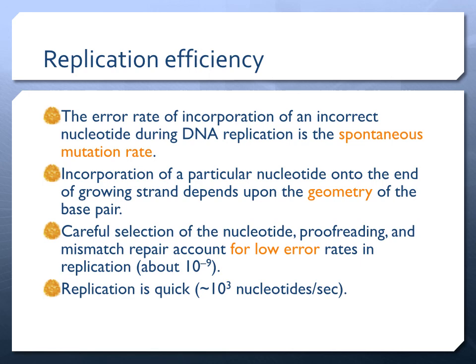In addition, because of this proofreading and careful selection in the same molecule, in the same DNA polymerase, it allows a very low error rate while still allowing a replication that is relatively quick, because the DNA polymerase is able to add about 1,000 nucleotides every second. So you see that it's a pretty quick replication rate, and still a replication rate that has a relatively low error rate in the replication process.